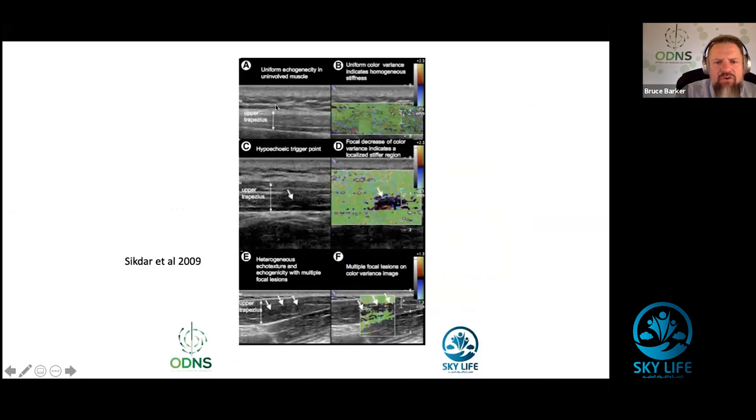Here we have the upper trapezius muscle on ultrasound enhanced with color on the left. You see that? Normal, enhanced. Okay. In the upper trapezius, you can see how the trigger point is very different to the surrounding tissue. It's hypoechoic. So the evidence for the existence of a trigger point, the target of dry needling, on ultrasound is quite clear.